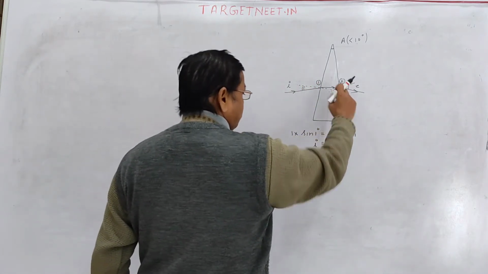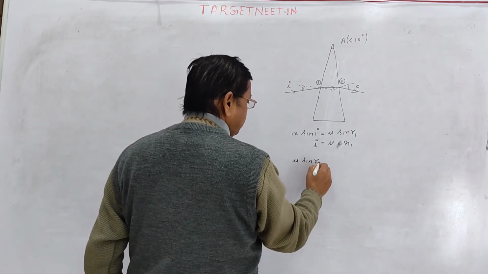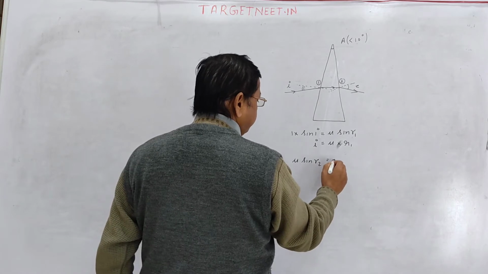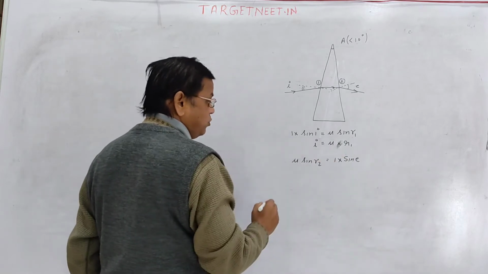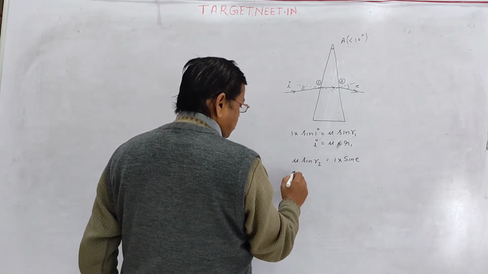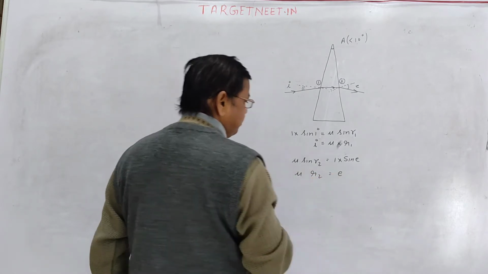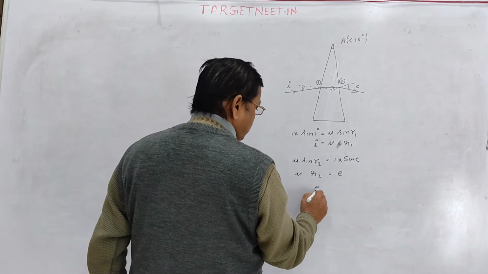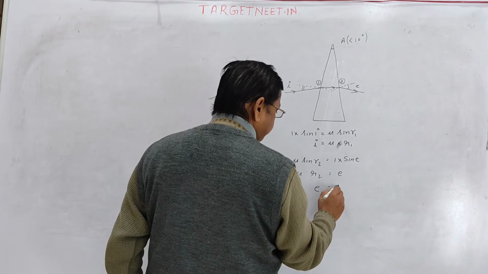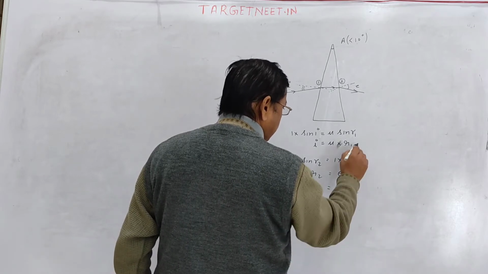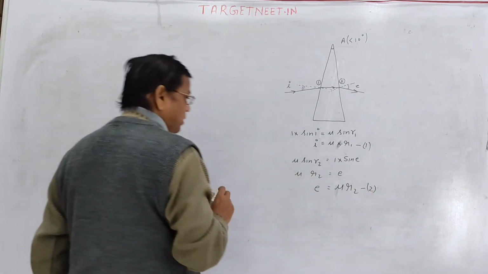Now refraction at point 2, it is mu into sin R2 is equal to 1 into sin E, as angles are small, so it is mu R2 is equal to E. So E is equal to mu R2, and I is equal to mu R1.